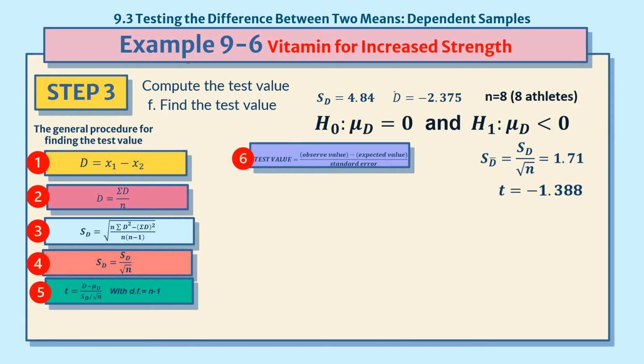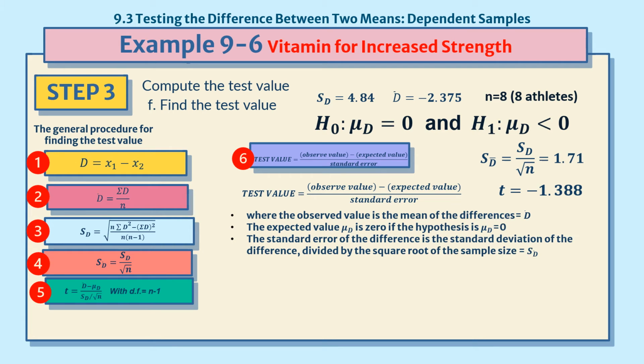And then, for the last step, we have this sixth step. We have this formula: test value equals observed value minus expected value all over the standard error, wherein the observed value is the mean of the differences, or the d bar. And then the expected value is the mu sub d. It is equal to 0 if the hypothesis is mu sub d equals 0. And then the standard error of the difference is the standard deviation of the difference divided by the square root of the sample size. This is the S sub d bar.